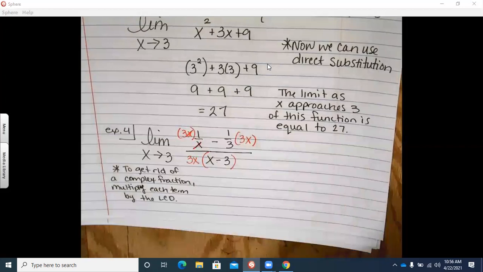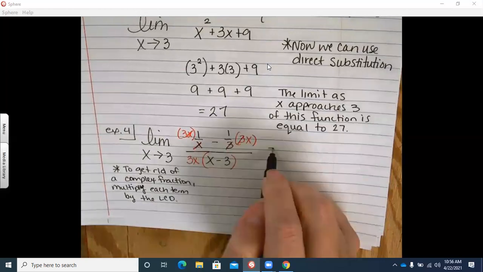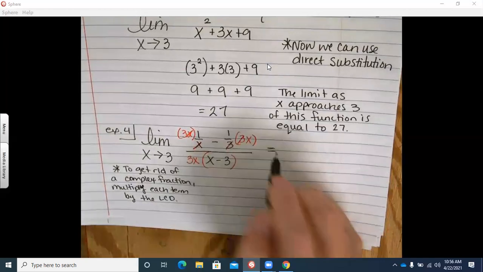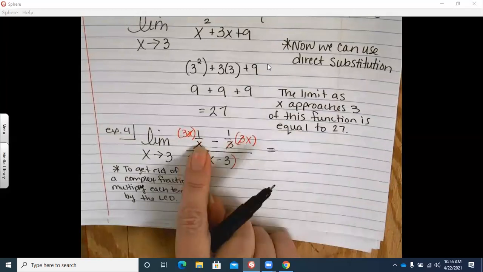And let me just cancel everything that I can. Minus 1/3 times 3x, the 3's cancel. And the denominator, nothing cancels. So we're going to go back and see what we have left. So now the only thing we have is 3 times 1 is 3, minus 1 times x is x.